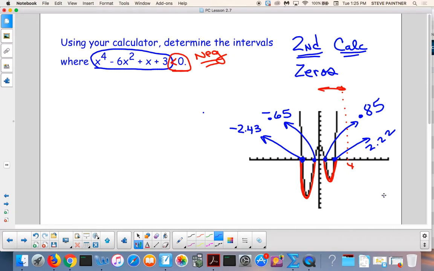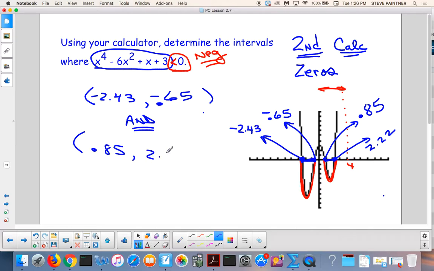So, what makes all these answers negative? From here to here. And from here to here. So if you set it in interval notation, you would say, from what to what? Negative 2.43 comma what? Negative 0.65. Okay? And there's more answers. They're what? 0.85 to what? 2.22. There you go. Good?